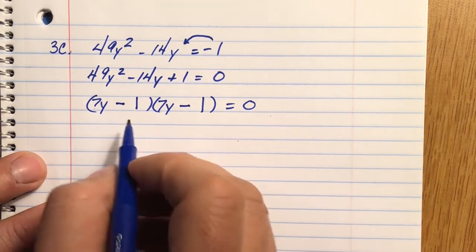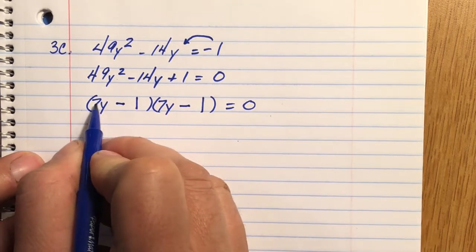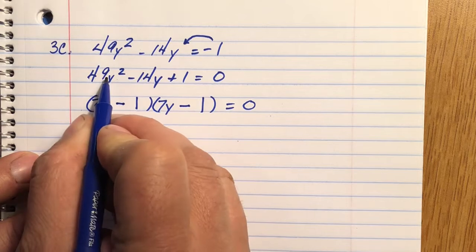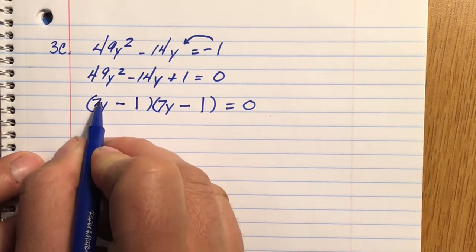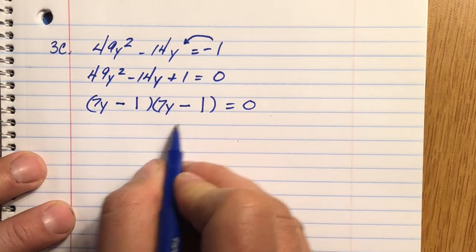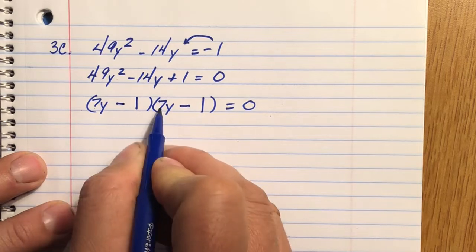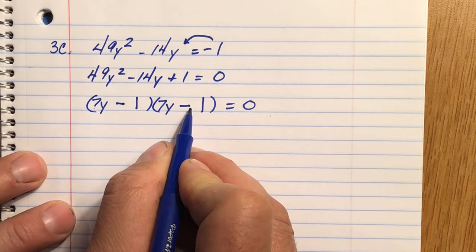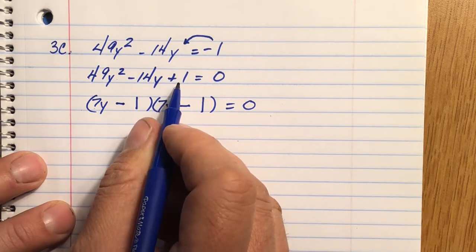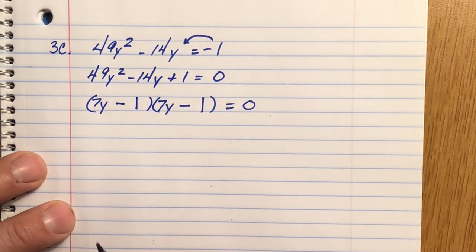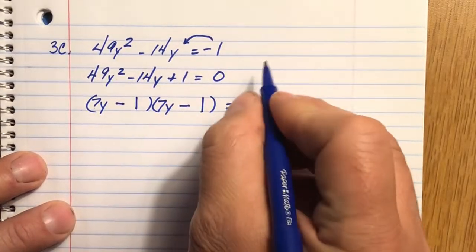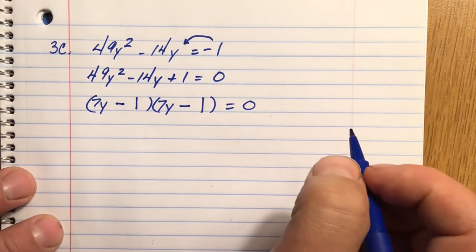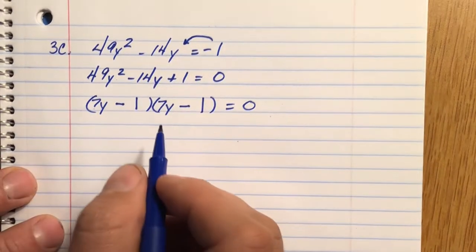Let's see if everything works. If I were to multiply this back out, 7y times 7y is 49y squared. -7y minus 7y is -14y. And then -1 times -1 is a +1. Now, the good part about this is you could use your Xbox or your grouping method to solve that.